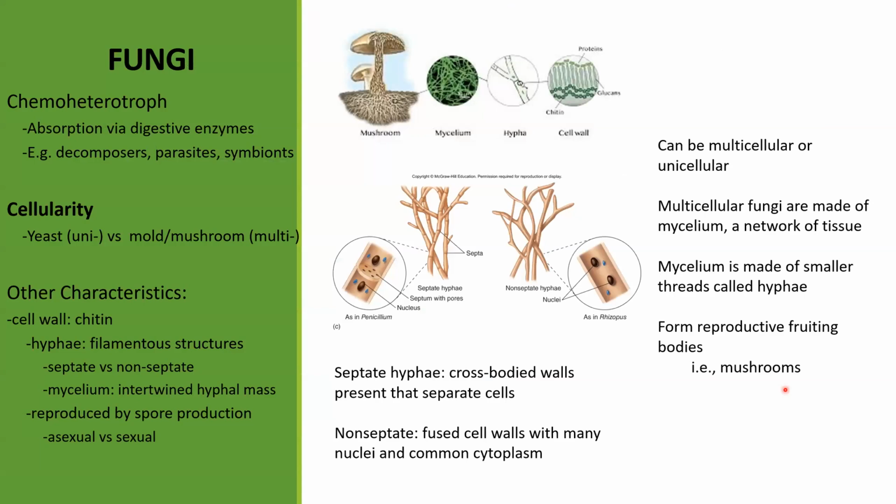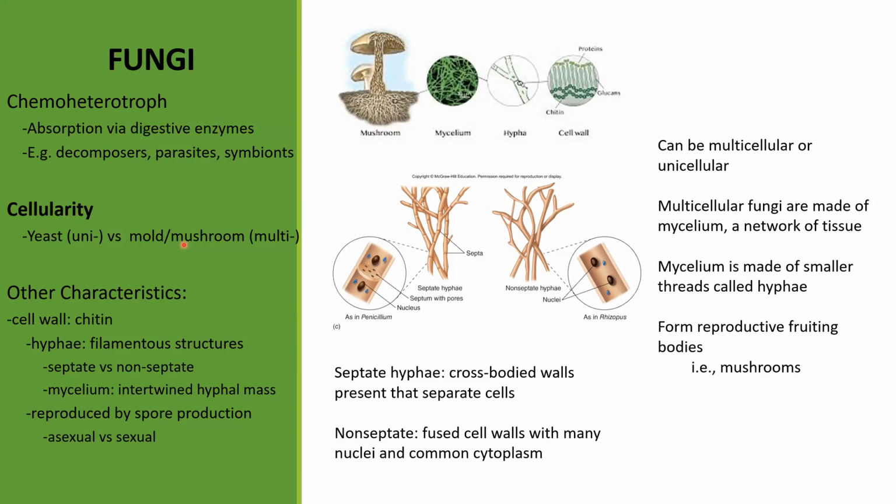So this is just kind of a recap. We said that fungi are chemoheterotrophs. They absorb via digestive enzymes. They can be decomposers, parasites, and symbionts. And then as far as cellularity is concerned, they can be both uni and multicellular organisms. An example of a unicellular fungus would be yeast. In our lab manual, we mostly are going to discuss multicellular fungi. Examples would be mold and mushrooms.